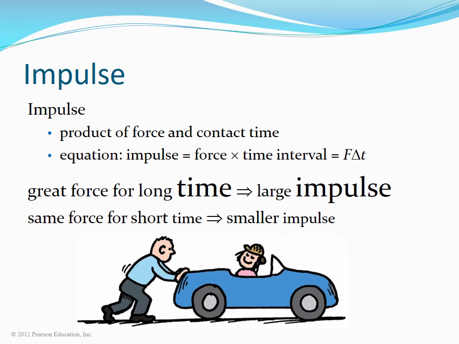Impulse is the product of force and contact time. Equation: the impulse is force times the time interval. A great force for a long time provides a large impulse. The same force for a short time means a smaller impulse. Watch the impulse momentum theorem video on Blackboard.